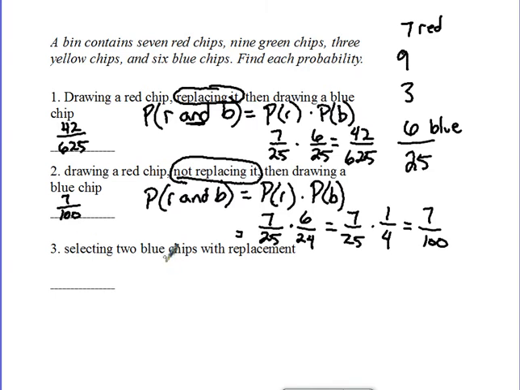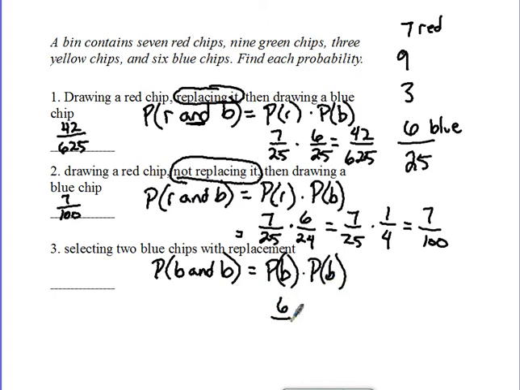Okay, the next one, probability of 2 blue chips with replacement. So this is probability of blue, and we are replacing it after we draw one. So in this case, it's probability of blue times probability of blue. And the probability of blue each time would be the same, 6 out of 25, since we put it back in the bin after we drew the first one.